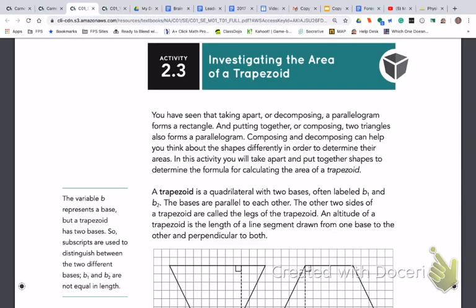Please turn to page 22, activity 2.3, investigating the area of a trapezoid. You have seen that taking apart or decomposing a parallelogram forms a rectangle, and putting together or composing two triangles also forms a parallelogram. Composing and decomposing can help you think about the shapes differently in order to determine their areas. In this activity, you will take apart and put together shapes to determine the formula for calculating the area of a trapezoid.